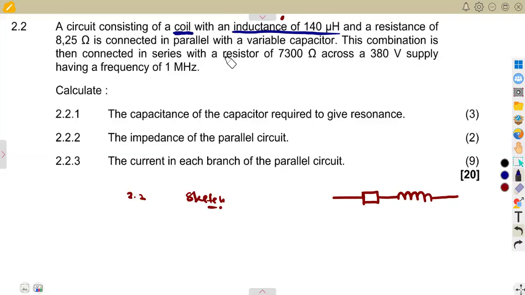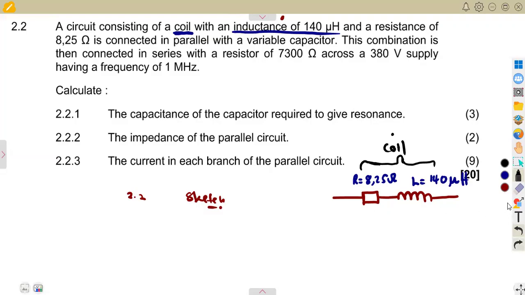But this part of the coil, we are given this part. Let me just present this. That's the resistance, 8.25 ohms, and the inductance, which is 140 microhenries. This is your coil, the whole of this part here. The whole of this part builds up a coil. It is made up of an inductor and a resistor.